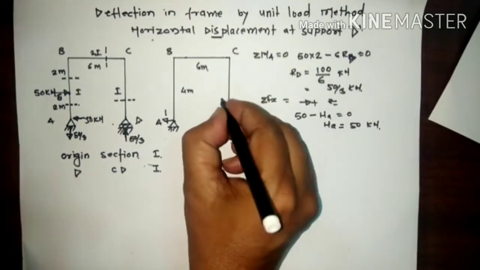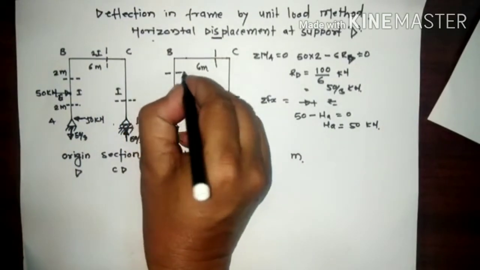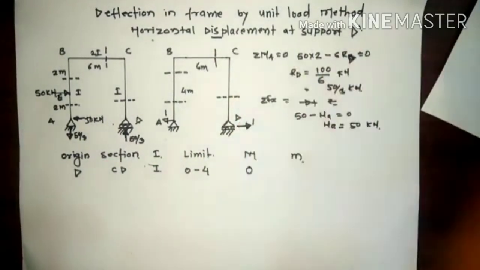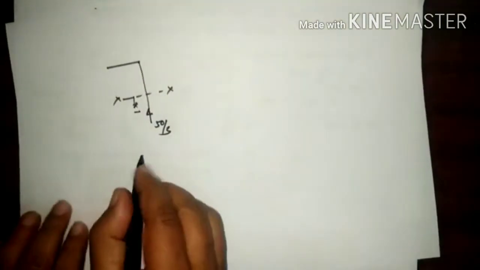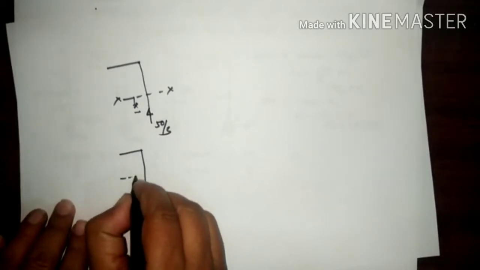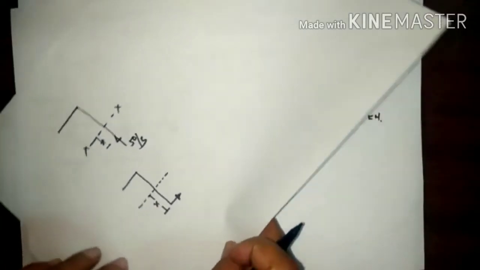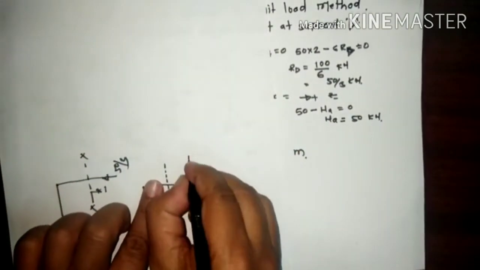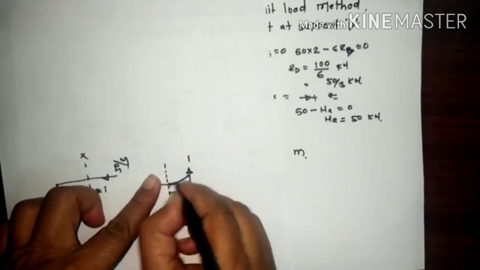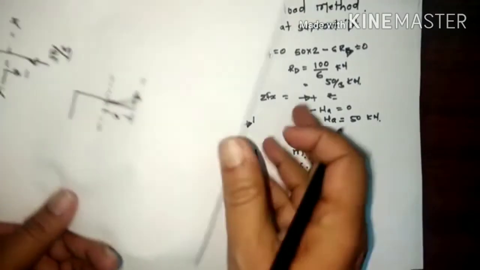Now the same section is here, and the same section is here. Now for the first case, this is the force, and this is our X. If you rotate this and make it like this, this is one force. So 1 into X, and this creates a sagging bending moment. So here the moment is 1 into X.